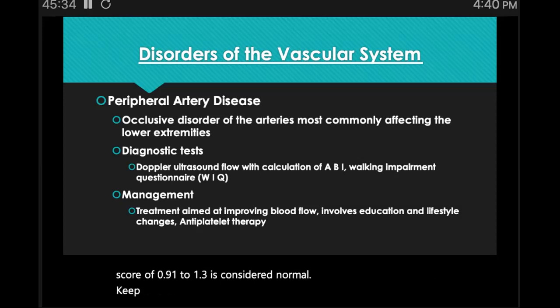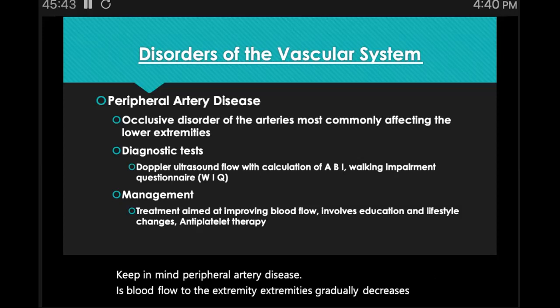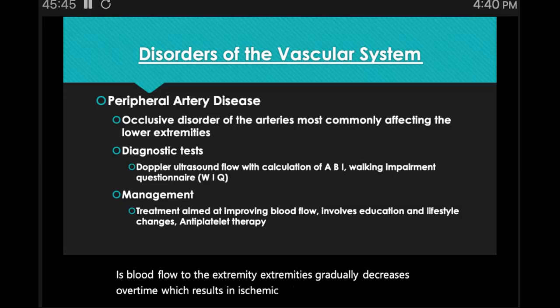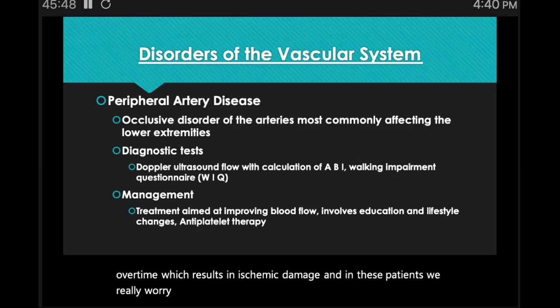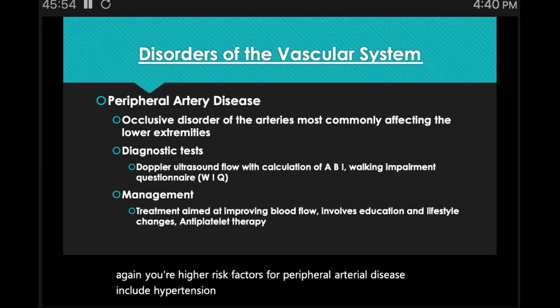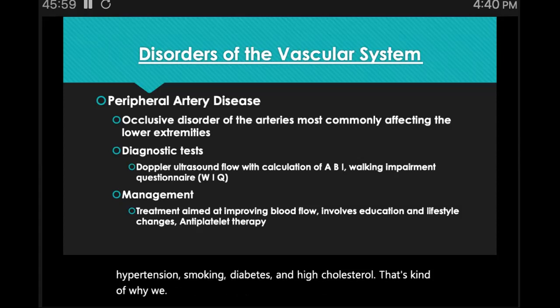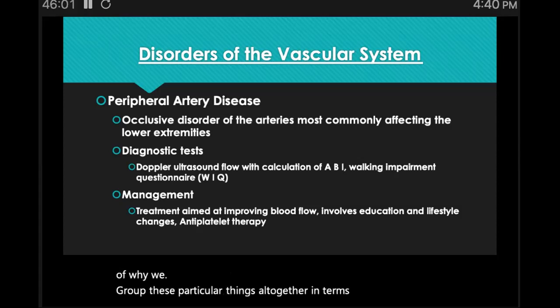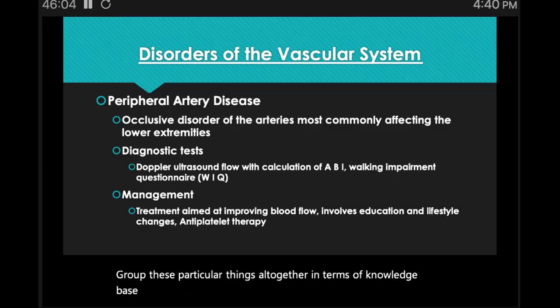Keep in mind, in peripheral artery disease, blood flow to the extremities gradually decreases over time, which results in ischemic damage. And in these patients, we really worry about gangrene of the toes and the feet. Of course, your higher risk factors for peripheral arterial disease include hypertension, smoking, diabetes, and high cholesterol. That's kind of why we group these particular things all together in terms of knowledge base, because they all go so closely together.